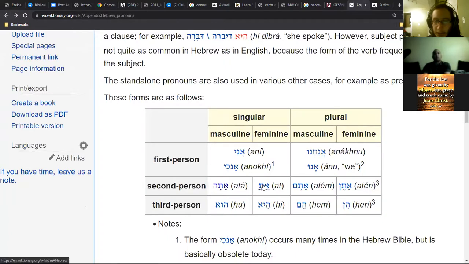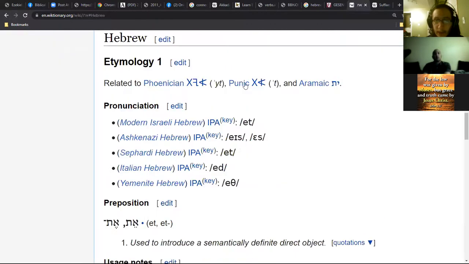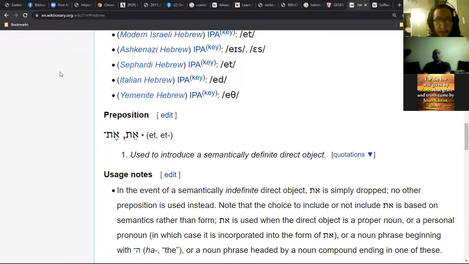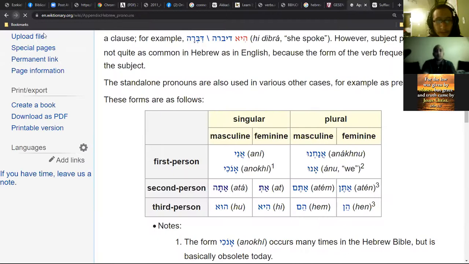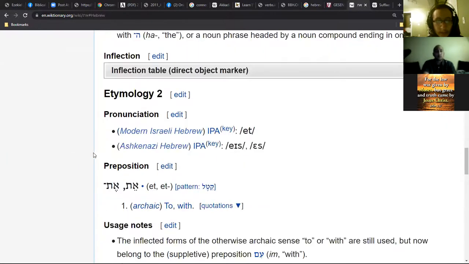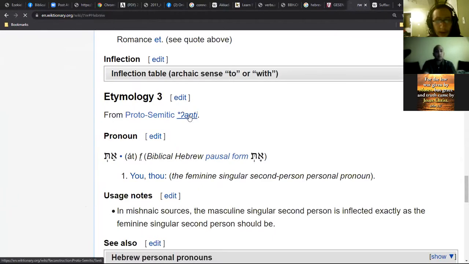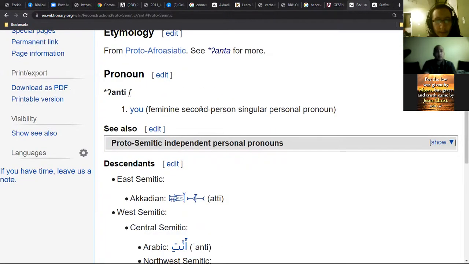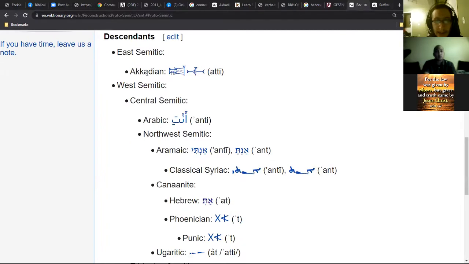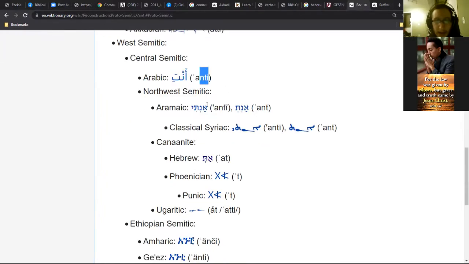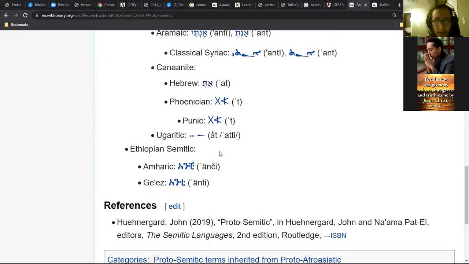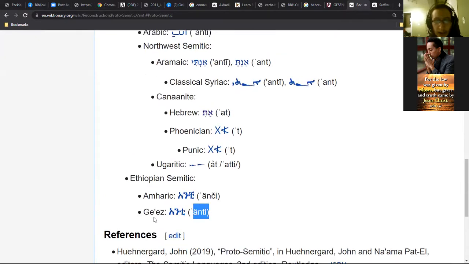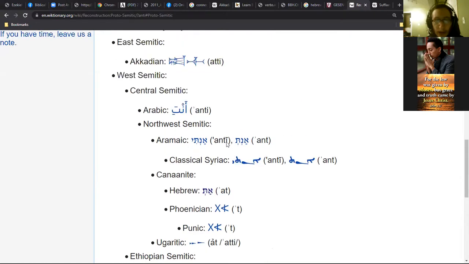Okay, and then we have anti. Again, Akkadian is ati, but Arabic anti, Ethiopian anti, Ge'ez is Ethiopian, Aramaic is anti and ant.